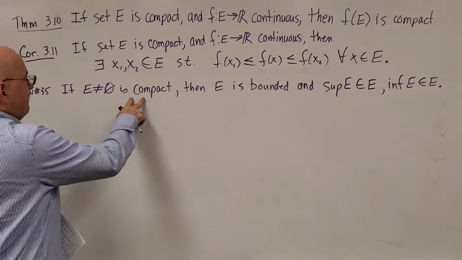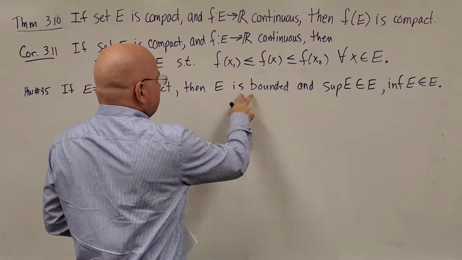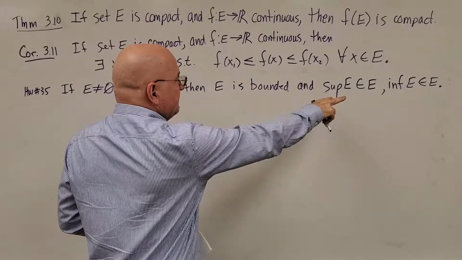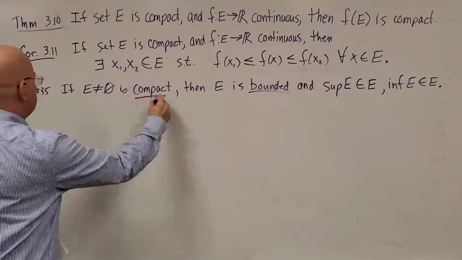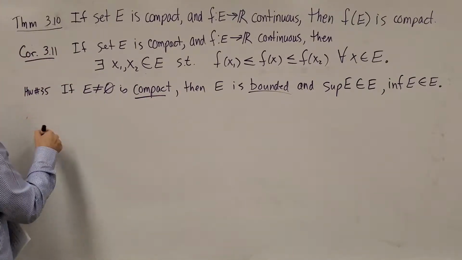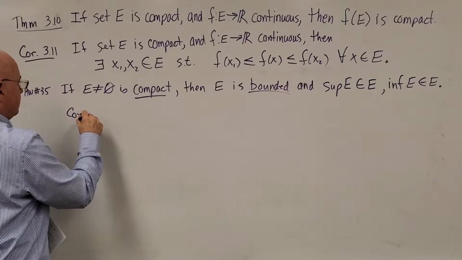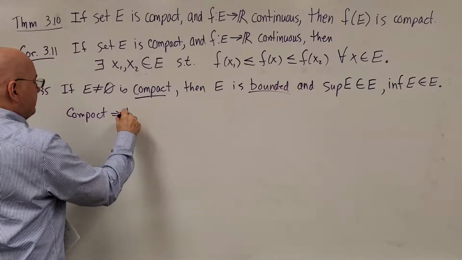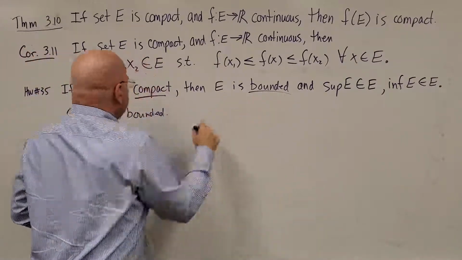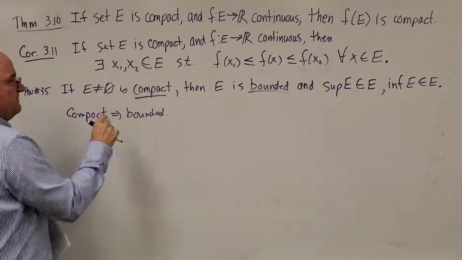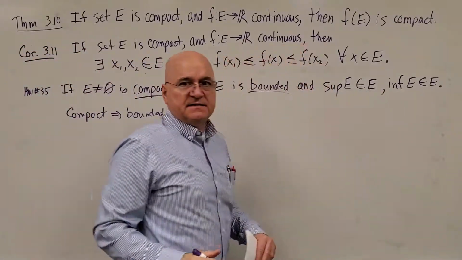Okay, E is compact and it's not empty. That implies that E is bounded and the supremum and infimum are contained in the set. This we get for free. Proof, or answer to number 35. Compact implies bounded. So we're done with this part of it. So now we just need to prove that if E is non-empty and compact, it contains its supremum and its infimum.